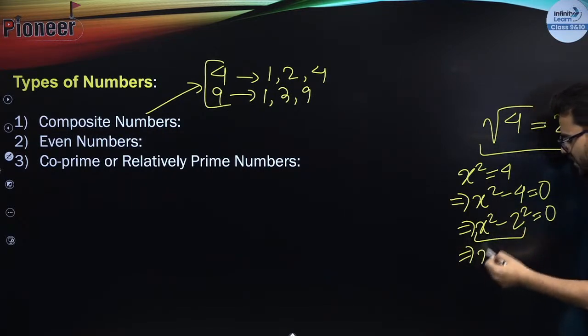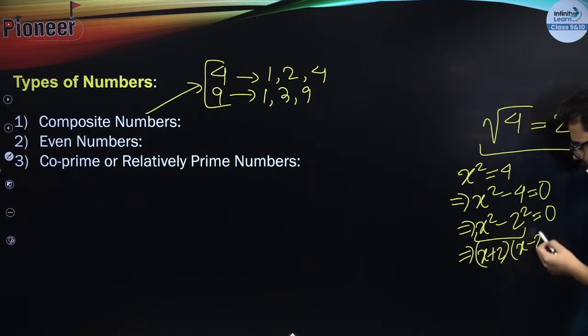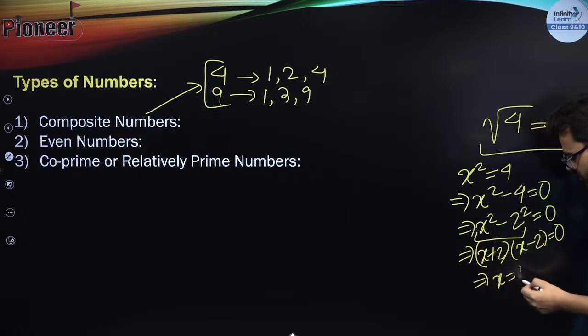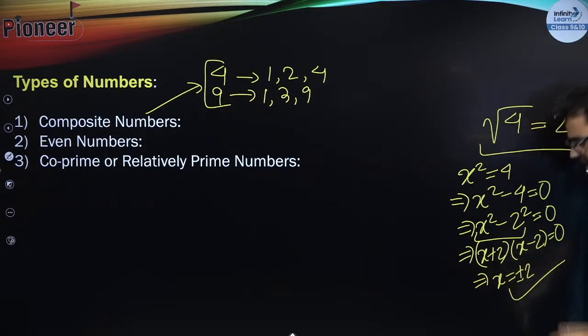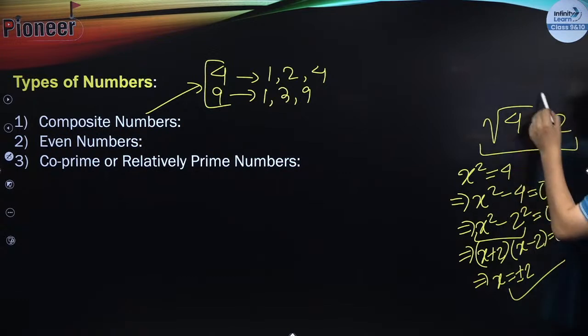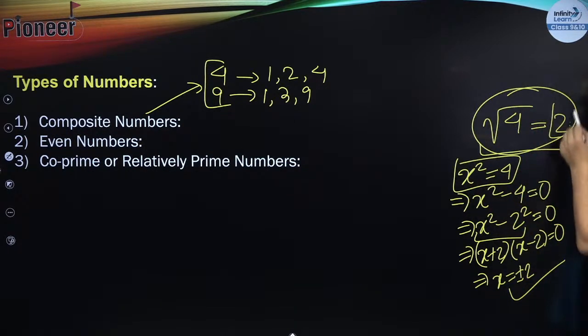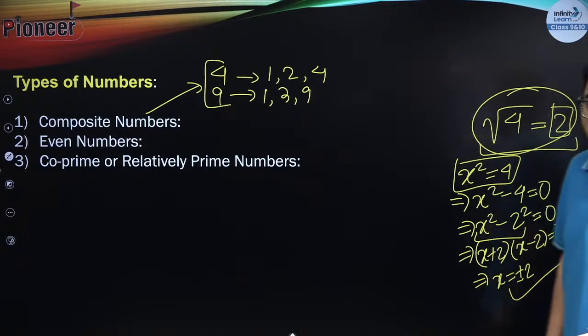You can use a plus b, a minus b formula over here. x plus 2, x minus 2, that is equal to 0. So therefore from here it's having 2 roots. That is x equals plus minus 2. I hope it is clear. So basically square root of 4 is different from x square is equal to 4. This will have only one value over here if you are talking about real.